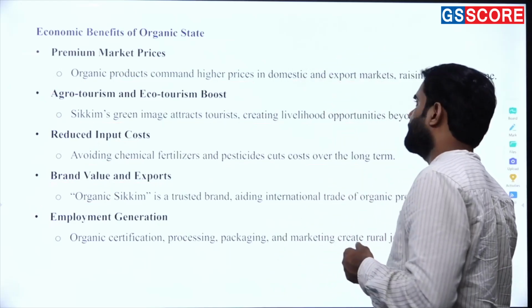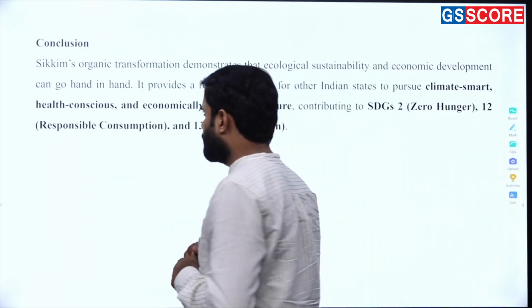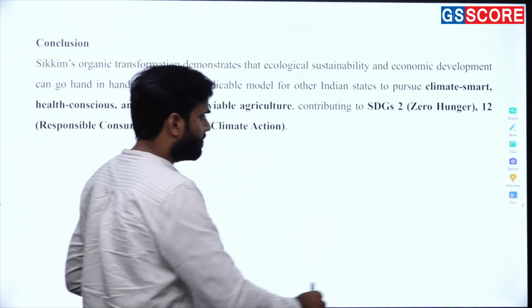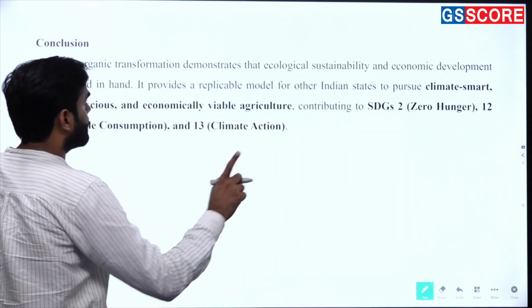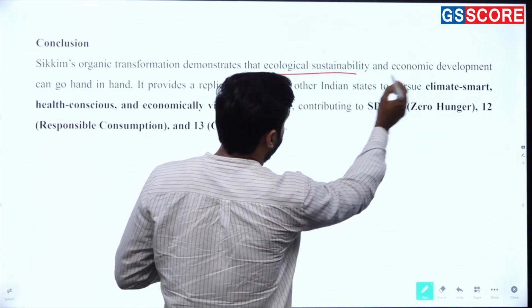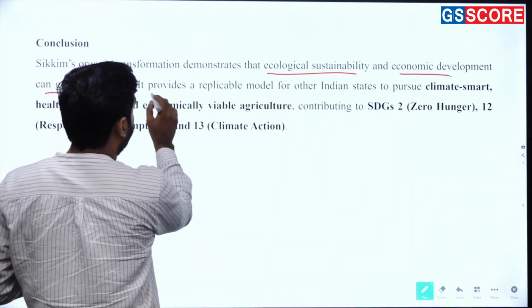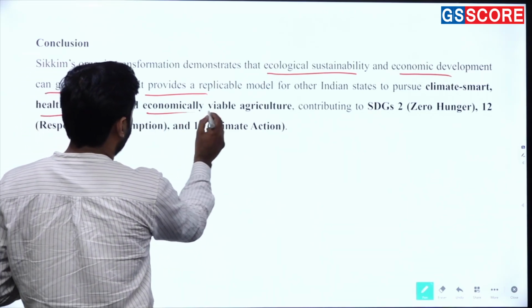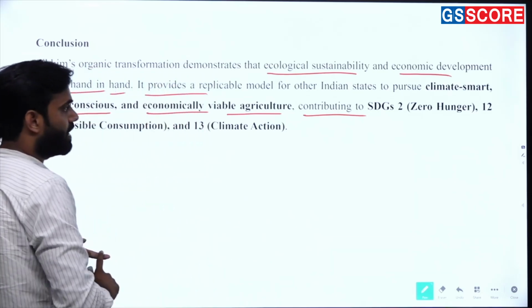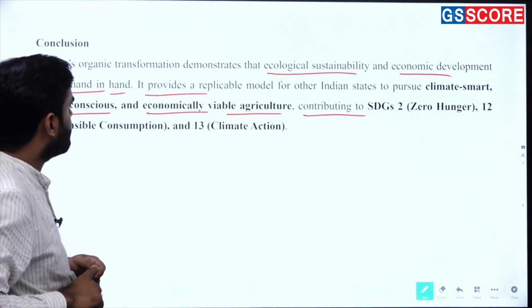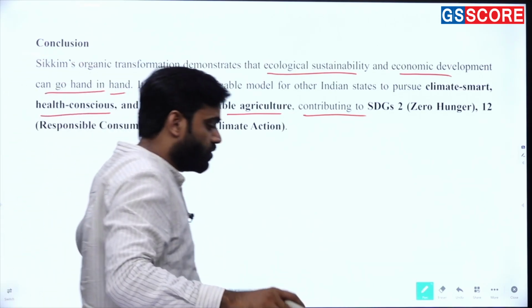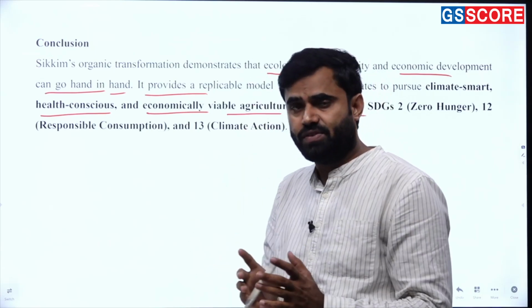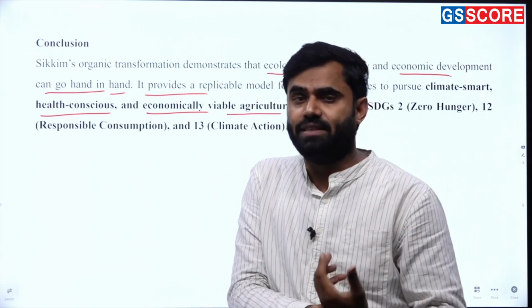Now let's move toward the next thing, the conclusion. You notice that we have almost a 3.5-line conclusion. Look: Sikkim's organic transformation demonstrates that ecological sustainability and economic development can go hand in hand. It provides a replicable model for other Indian states to pursue climate-smart, health-conscious and economically viable agriculture, contributing to sustainable development goals 2 zero hunger, 12 responsible consumption, and 13 climate action. Getting the points? In the conclusion we discuss some important suggestions and ideas.